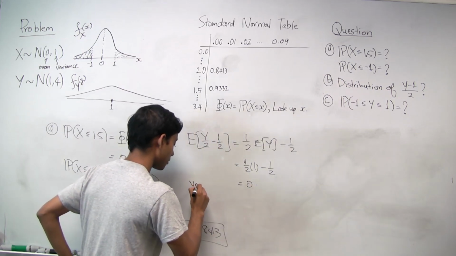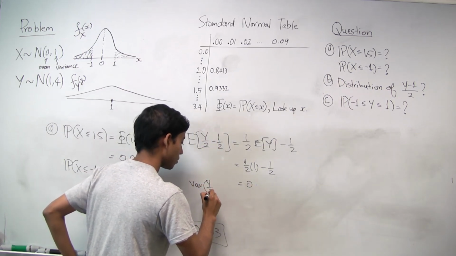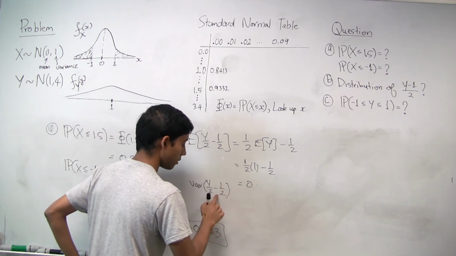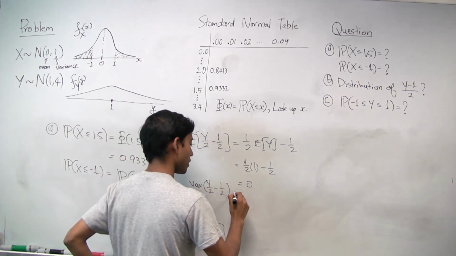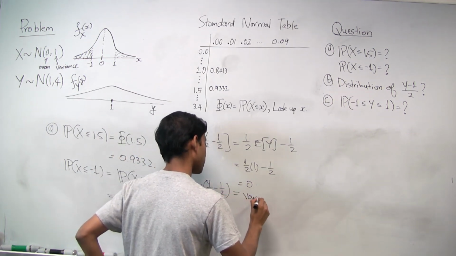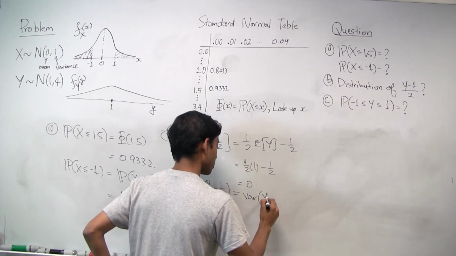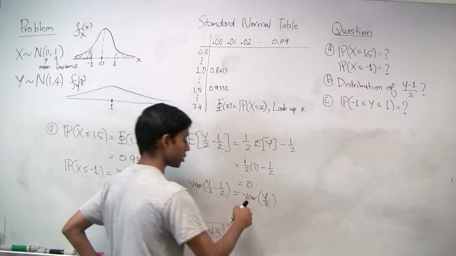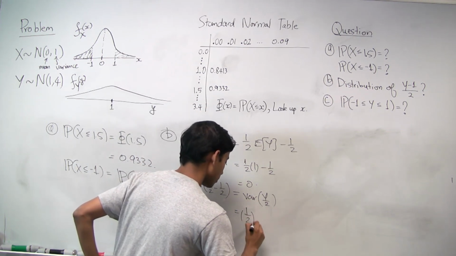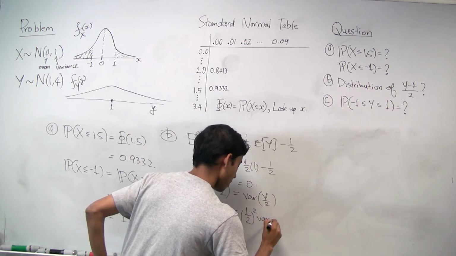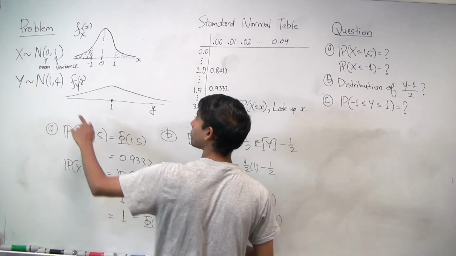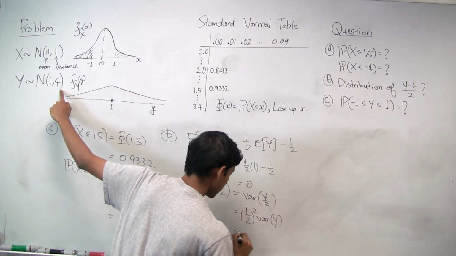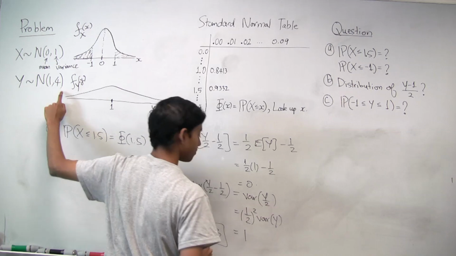Now the variance. The shift doesn't affect the spread, and so the variance is exactly going to be the same without the minus 1/2. And for the constant, you can just pull that out and square it. And the variance of y we know is 4. And so that's 1/4 times 4, that's 1.